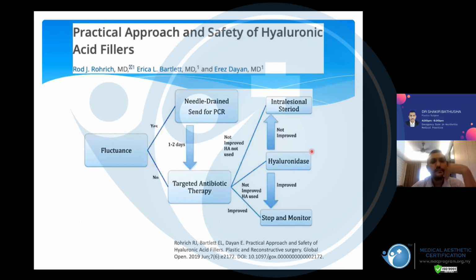Okay, this is a paper by Rohrich. Rohrich is actually the current editor-in-chief of the PRS journal. So I've given you the DOI number. It's a nice paper to read, and it gives you an algorithm of how to practically approach the safety of hyaluronic acid fillers. So I suggest you use this as your guideline on how to treat the complications.